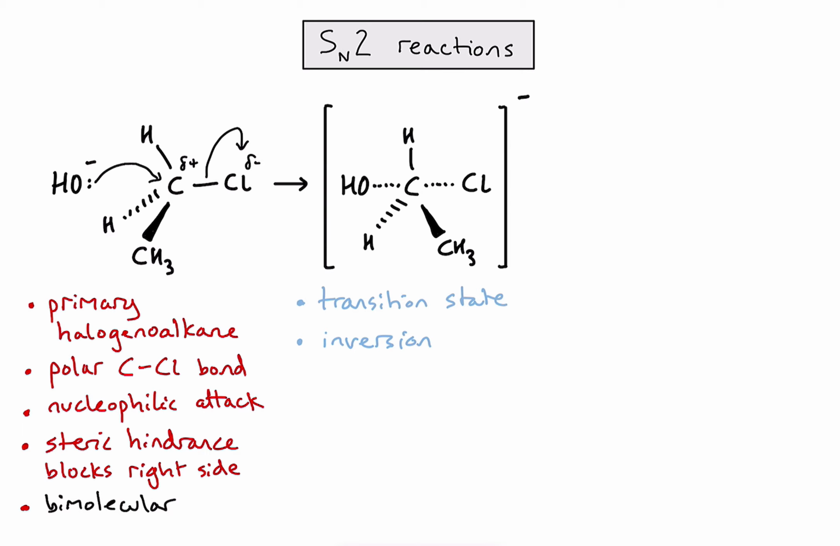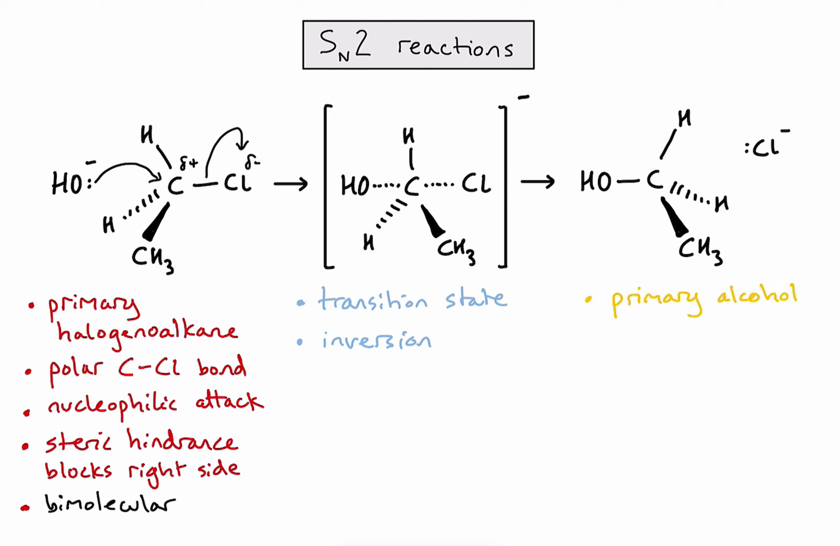Now we can draw the other side of my transition state and have a look at my products. We're going to end up, in this case, with a primary alcohol. Specifically, this would be ethanol, because it's got 2 carbons and a hydroxyl functional group. And the other thing not to forget is we've also produced a chloride ion that's now floating around in my reaction mixture as well.